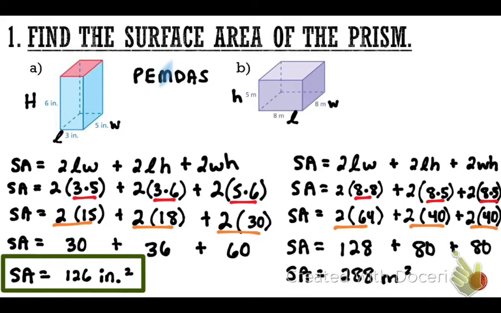Meters squared. Why did we square the units? Because you are finding the surface area.